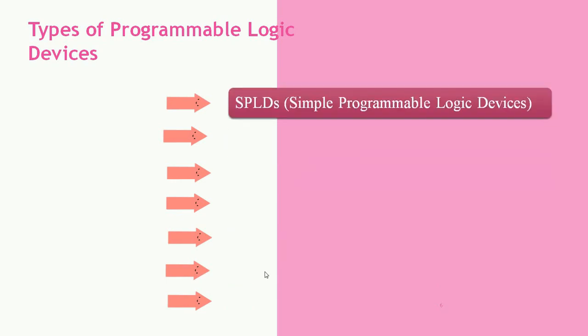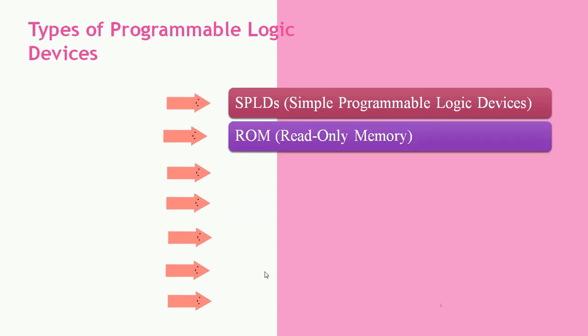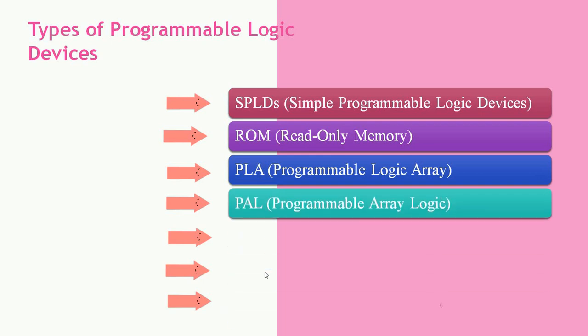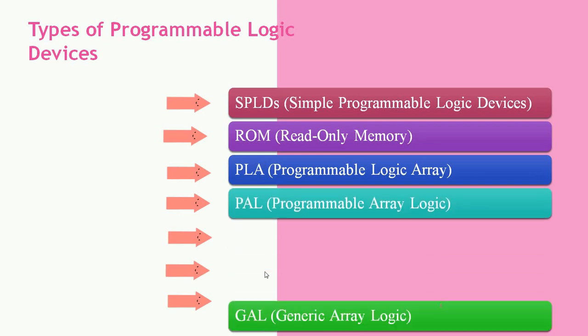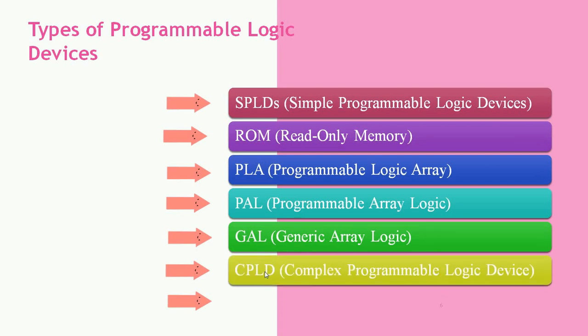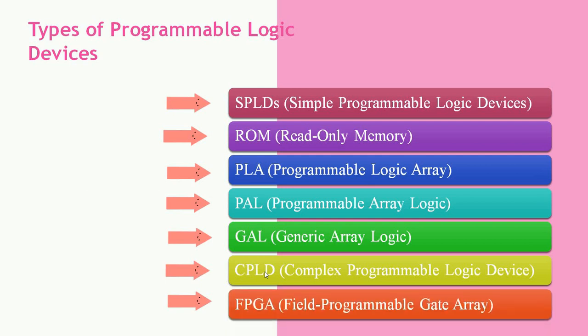SPLD, that is simple programmable logic devices. ROM, read only memory, is one type of programmable logic device. Then PLA, that is programmable logic array. PAL, programmable array logic. GAL, that is generic array logic. CPLD, complex programmable logic devices. And FPGA, that is field programmable gate array. All these are examples of programmable logic devices.